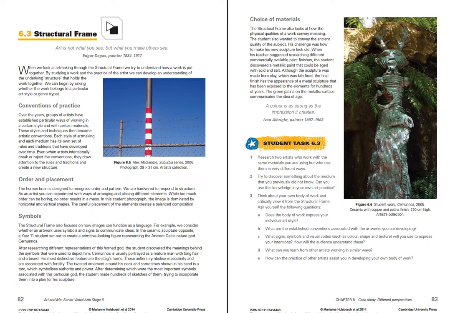What signs, symbols, and visual codes, such as color, shape, and texture, will you use to express your intentions? How will the audience understand these? What can you learn from other artists working in similar ways? How can the practice of other artists assist you in developing your own body of work? You need to answer those questions for me, please. Student task 6.3, the structural frame. I will see you, and we will finish this off with the postmodern frame.